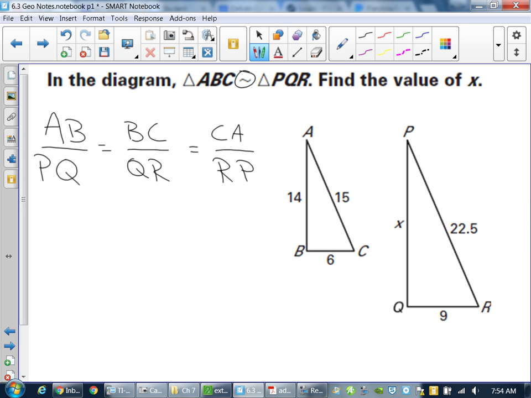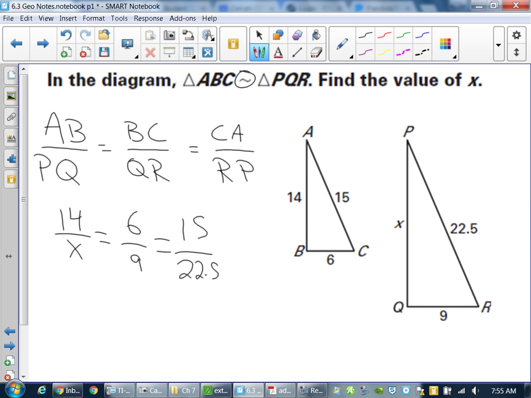Now this looks exactly like a problem we did on Wednesday. Fill in the blanks. What do you know? I know that AB is 14. I know that PQ is x. I know that BC is 6. I know that QR is 9. I know that CA is 15. And PR is 22.5.